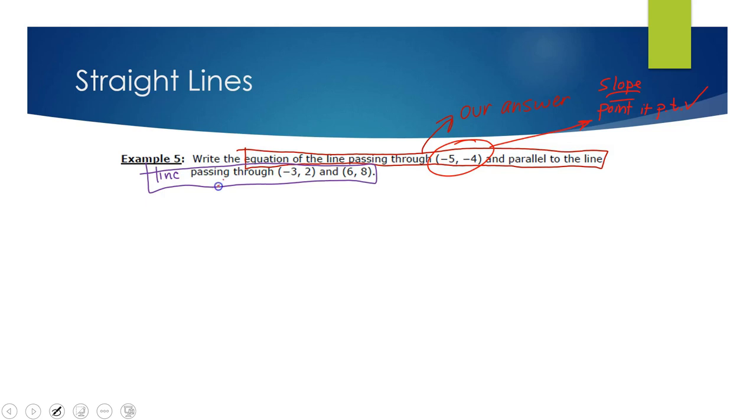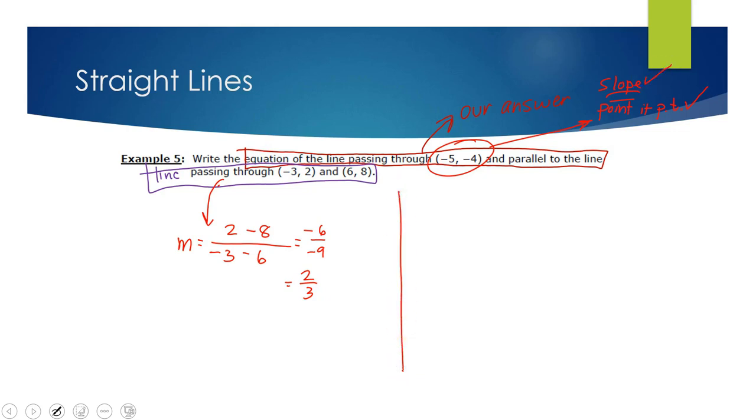So I'm going to take this line here and say, okay, I'm going to find the slope. So I'm going to take 2 minus 8 over -3 minus 6. And I get a -6 over a -9, which becomes a positive 2/3. So that's the slope of the line that passes through those 2 points. Can I find the equation of that line? Sure, but I really don't need to. The only part of it that's going to be the same with my line is the slope. So I now know the slope of my line.